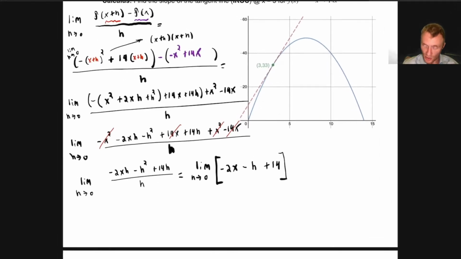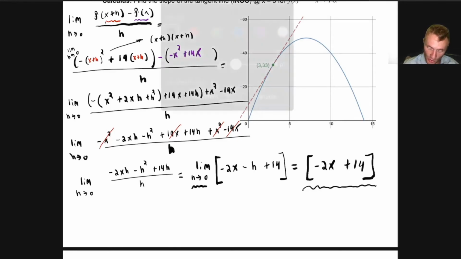Now we're ready to plug in 0. What that leaves us with, and again, we're plugging in for h, not for x, is negative 2x. The minus h goes away, plus 14. And by God, that is the derivative of this function. That equation, which we are going to use this new notation for, f prime of x. The derivative, we're going to call that f prime of x, equals negative 2x plus 14.